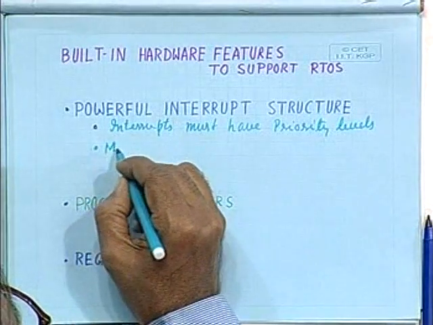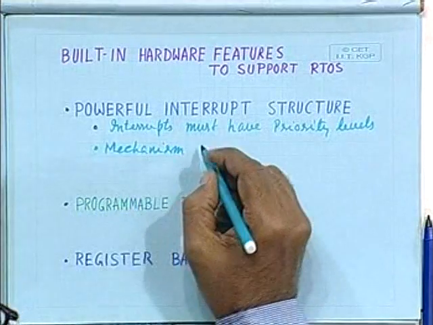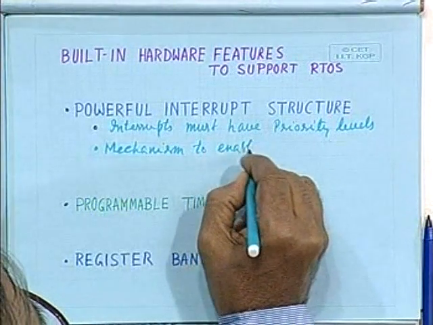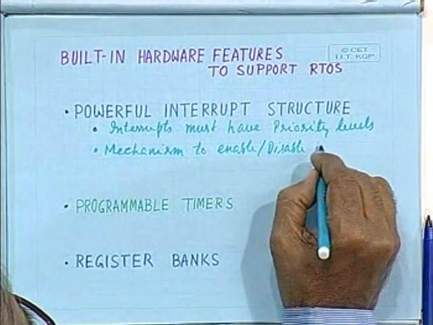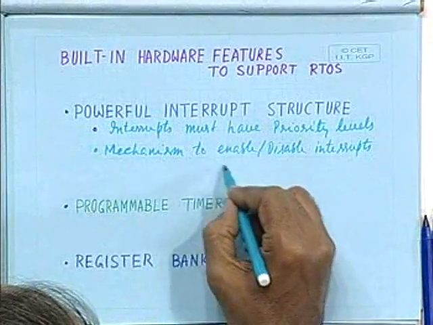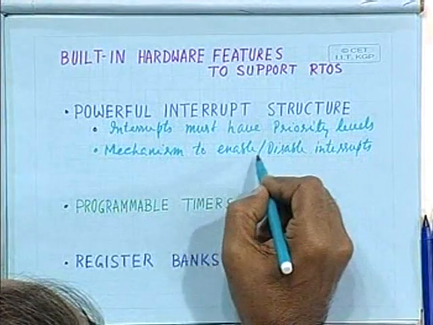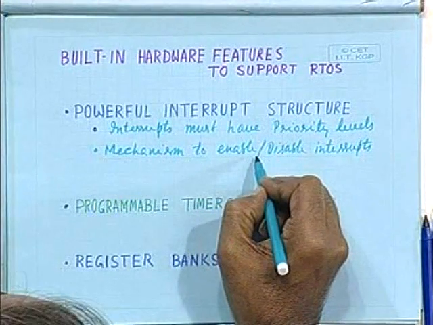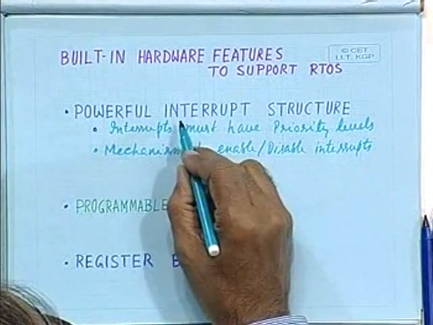Then there should be some mechanism to enable and disable interrupts. You may be asking why this is necessary. Suppose a task is using a particular resource which is critical in nature. Some data it is processing, reading data or writing into memory, something like that. When it is performing such a critical task, it is desirable that no other task interrupts the processor. So what can be done? The interrupt can be temporarily disabled, then enabled when that critical task execution is over. This facility has to be supported by the interrupt structure.